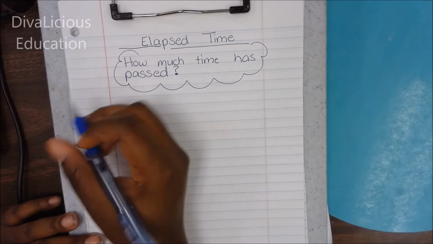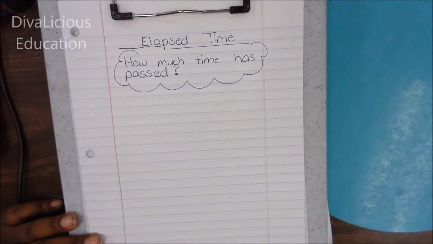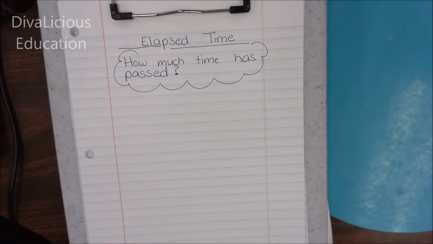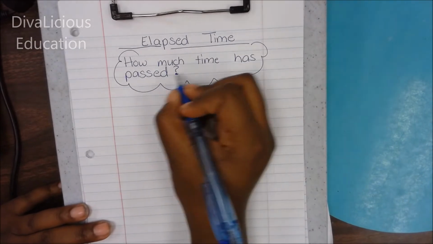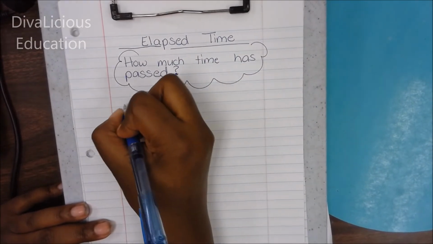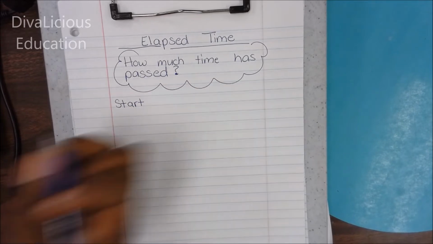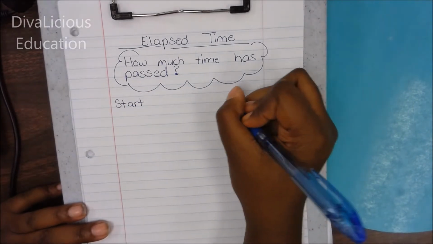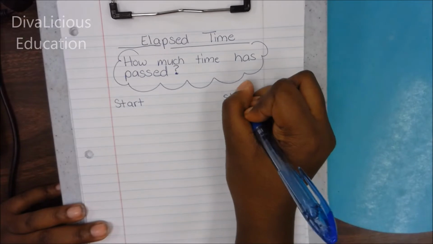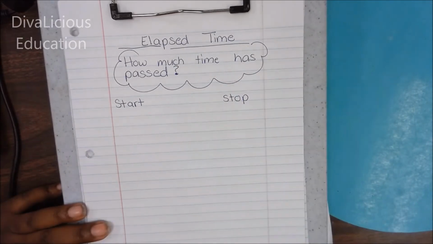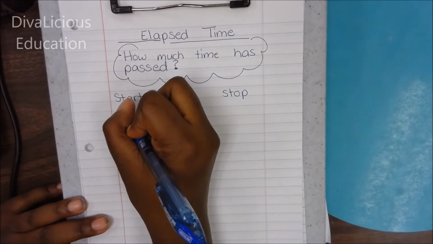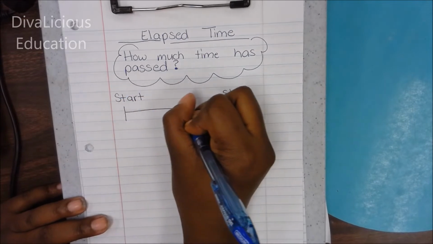So we kind of use a number line, because a clock is just like a number line, except that it's in a circle form. So we're going to stretch it out so that we can work with it a little bit better. When we're doing how much time has passed, we need to know what time we're starting with. So we need a start time, and then we need to know what time it stopped at. So we need a stop time, and then we kind of just make our number line like this.